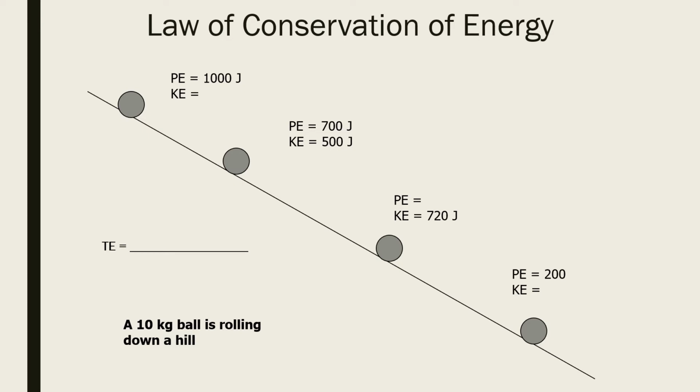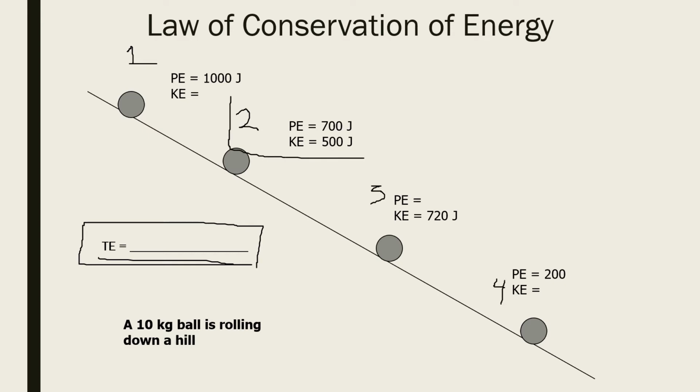So a 10 kilogram ball is rolling down a hill. What is the total energy? So the first thing you need to do is get the total energy. That is really important. Okay, so how do I get the total energy? I have to find a spot where I have both a PE and a KE. There are 4 spots on the screen. 1, 2, 3, and 4.